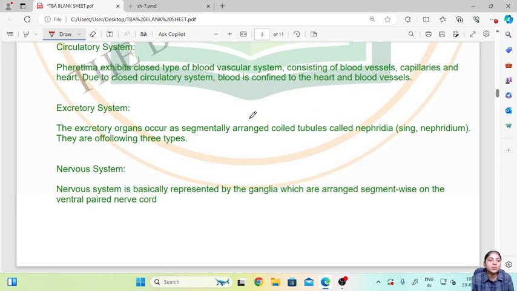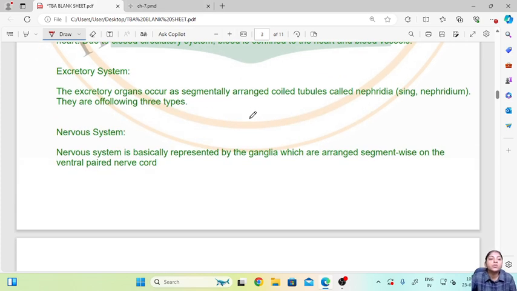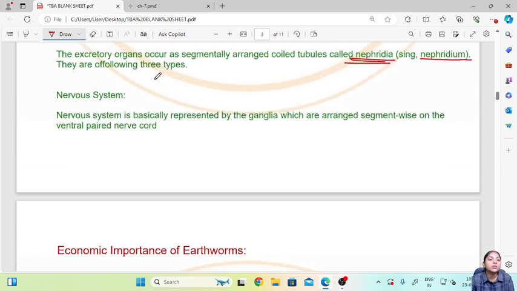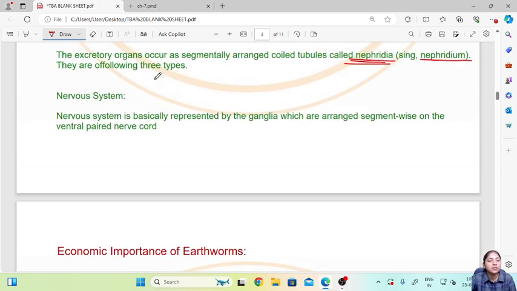The next system is the excretory system. So the excretory organs occur segmentally arranged as coiled tubules called the nephridia. Singular is nephridium, and they are of 3 types. So the next system that we have is nervous system.